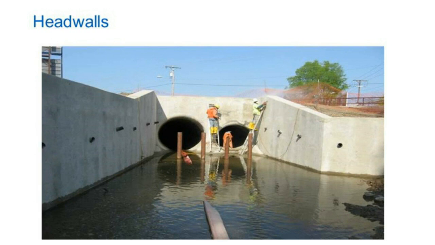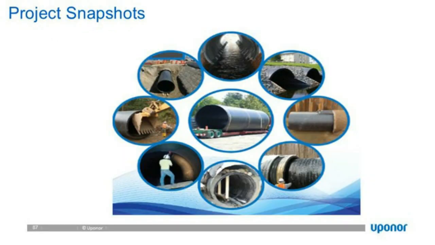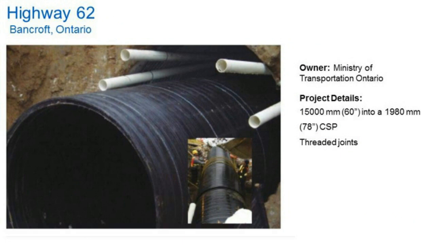So, going to a few project snapshots, you can see some of the type of projects that we've been involved with. Here, this is a project on Highway 62 in Bancroft, Ontario, Ministry of Transportation, Ontario. This is a 78-inch culvert. The roadway was recently resurfaced, so that drove the design to use a reline to prevent the open cut of the new resurfaced road, while minimizing traffic disruption at the same time.